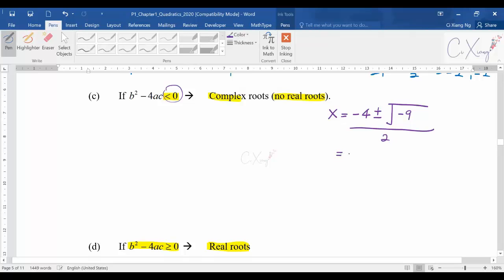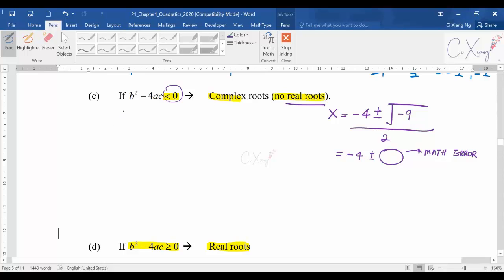If you try to continue, you will see that you cannot continue anymore, because the square root of -9 is a math error. So can you continue to get the answer or not? Cannot, because you cannot solve. The square root of -9, for us now, is a math error. Therefore, you cannot continue to get an answer. So that's why there are no real roots.